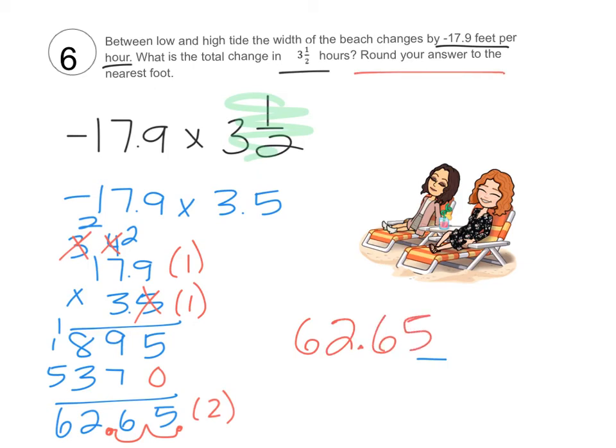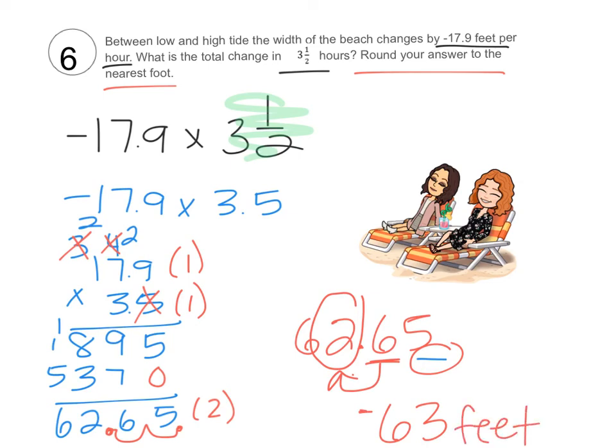However, it says round your answer to the nearest foot. So we're going to circle our foot, which would be the 2, and look at our 6. Our 6 tells us to round this up to 63, and it would be negative, remember we put that negative there, negative 63 feet.